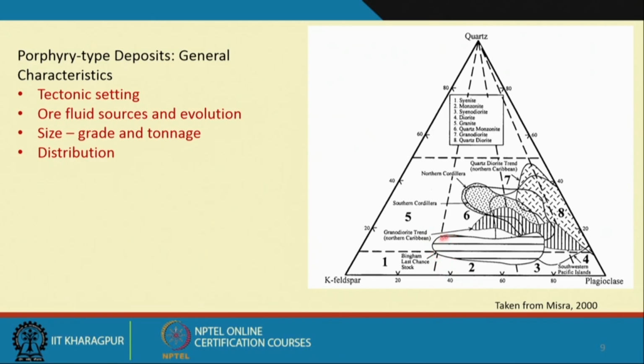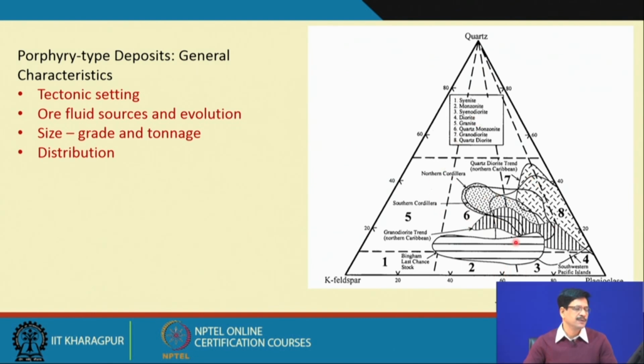This is the famous Bingham deposit in Utah, this is the southern Cordilleran deposits, the northern Cordilleran deposits, and this is the southwestern Pacific Island. So we do see a wide range of variation in composition when plotted on a model of quartz, plagioclase and potash feldspar, and this is the spectrum of rock types in which they occur all over the world. Their distribution I have already said.